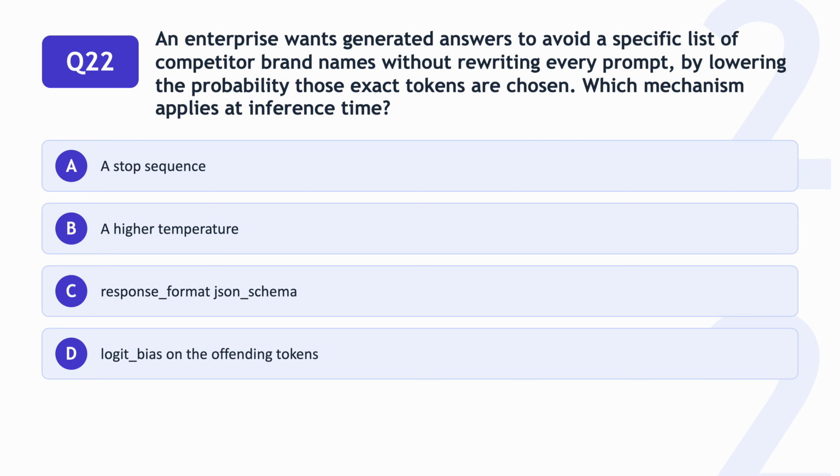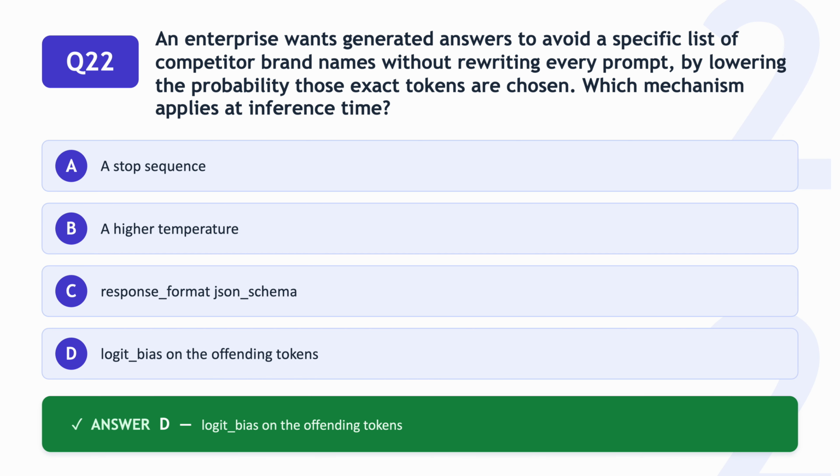Question. An enterprise wants generated answers to avoid a specific list of competitive brand names without rewriting every prompt, by lowering the probability of those exact tokens being chosen. Which mechanism applies at inference time? A. A stop sequence. B. A higher temperature. C. Response format JSON schema. D. Logit bias on the offending tokens. Pause the video if you don't want the answer yet.